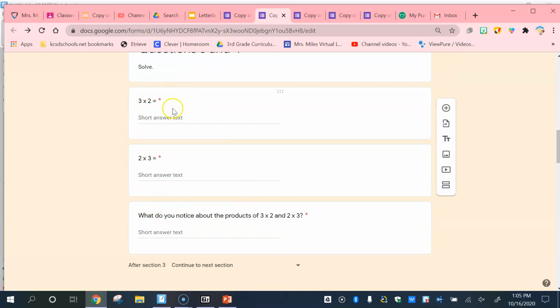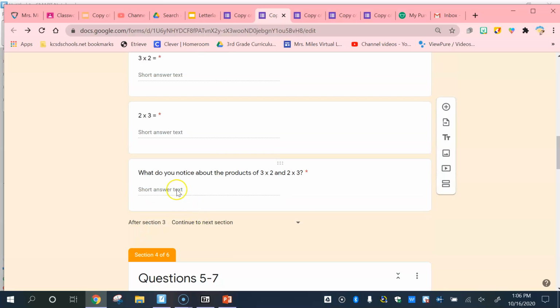Right here, 3 times 2. We'll skip count 3 2 times, so 3, 6. Perfect. Right here, it's just the commutative property, so it's going to be the same answer, or you can skip count 2 3 times. 2, 4, 6. And what do you notice? They're the same answer. It's the same numbers being multiplied together, just in a different order.